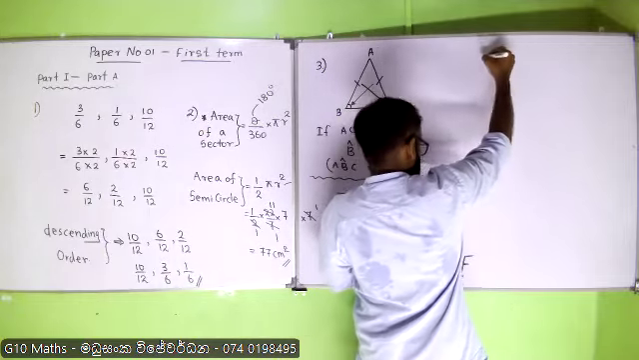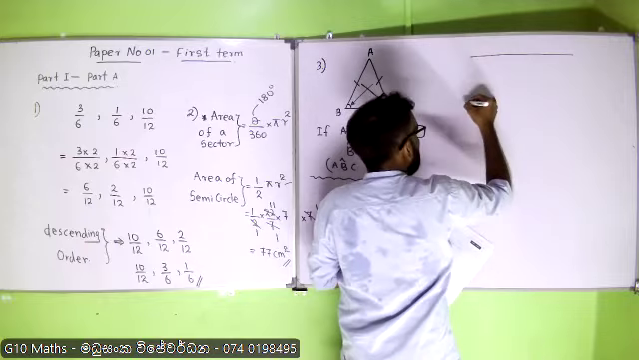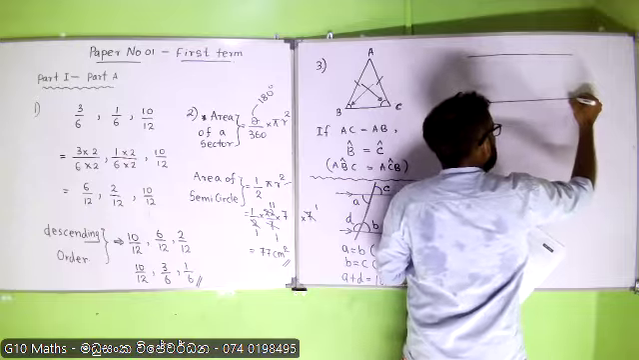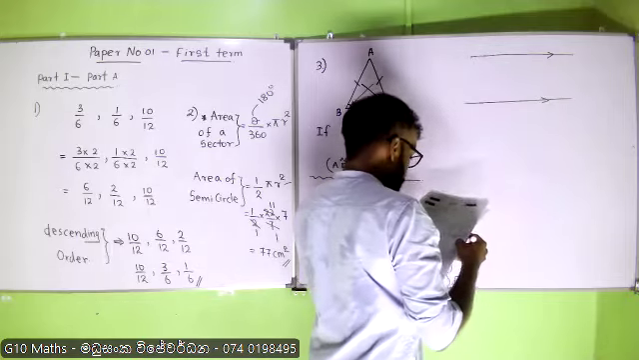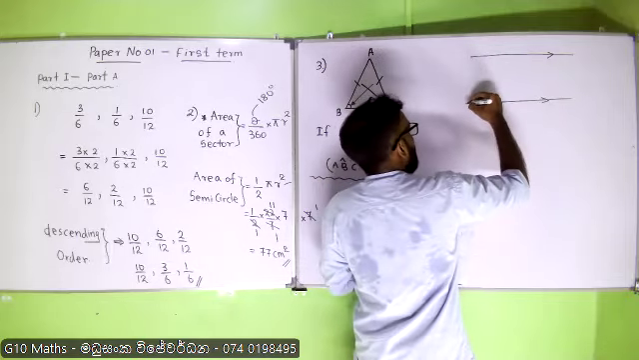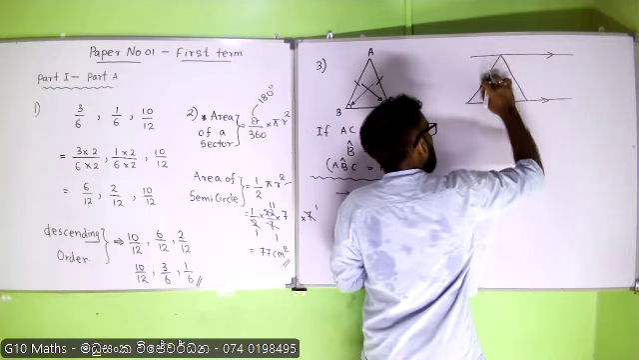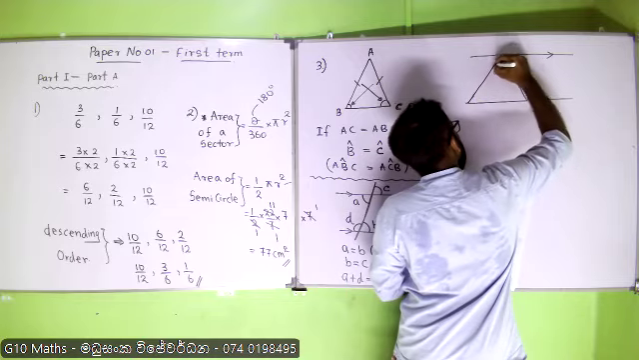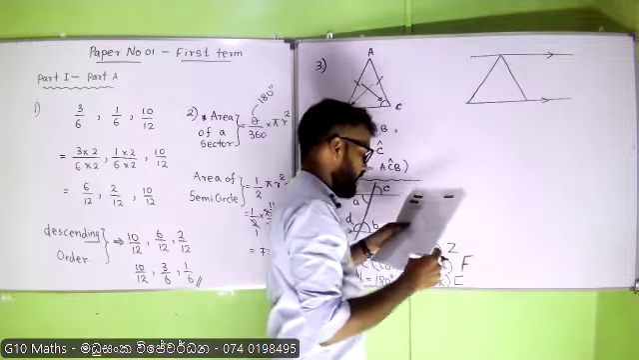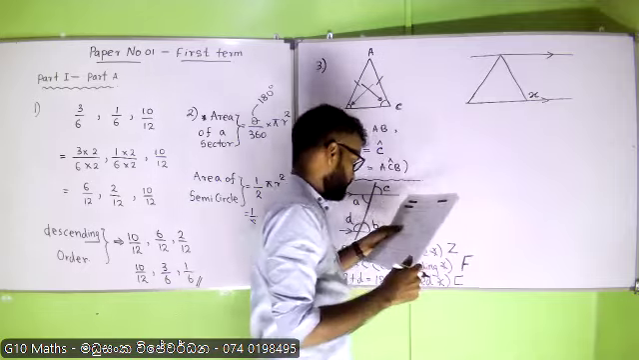So you have two parallel lines, this one and this one. These two lines are parallel. And here you have a triangle, and this is your x angle, angle x.